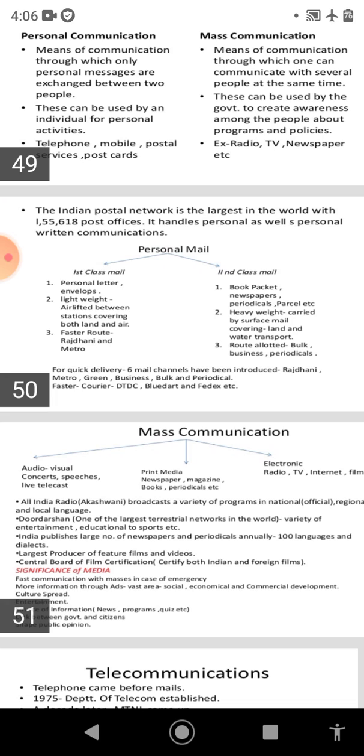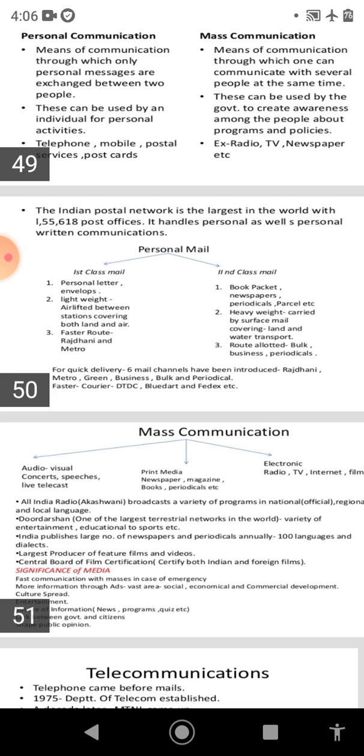Our country publishes a large number of newspapers and periodicals annually. They are of different types depending upon their periodicity. Newspapers are published in about 100 languages and dialects. The largest number of newspapers published in the country are in Hindi, followed by English and Urdu.